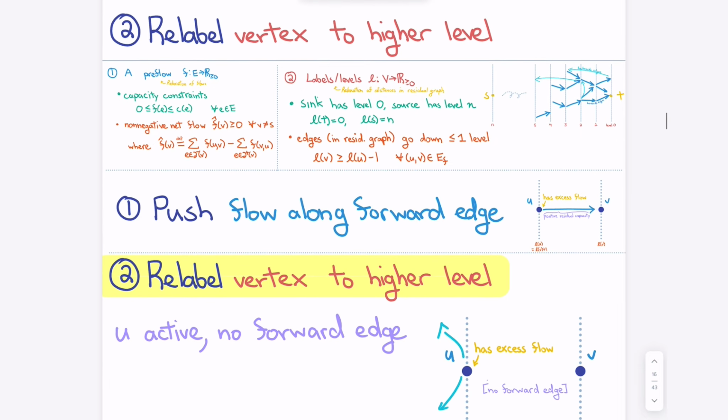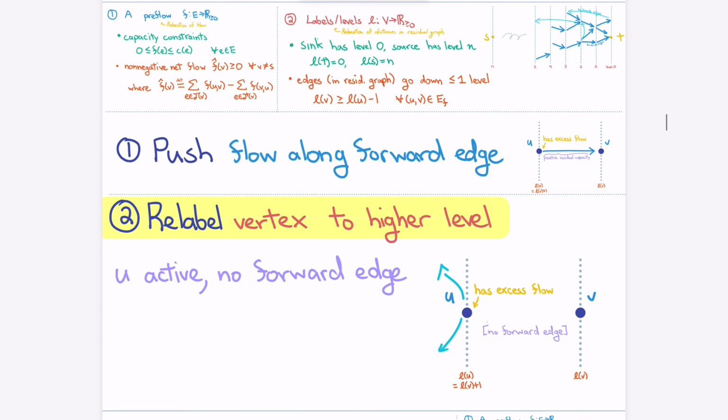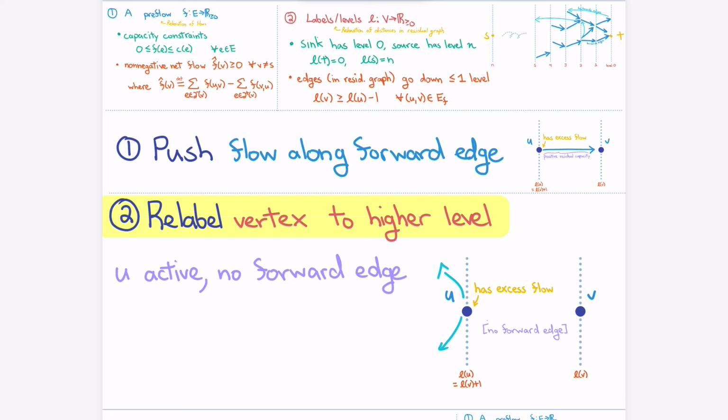And I guess in detail, when we're relabeling a vertex to a higher level, the key point is that if I have some vertex U that's active, has too much flow, and I can't find a forward edge, then it's safe to relabel. I can go up a label and I won't introduce any violations to this sort of distance constraint or label constraint that says that no edge should go forward by more than 1 level. Okay, so if there is no forward edge, then there's no risk when I promote it by 1. Okay, so those are the two steps.